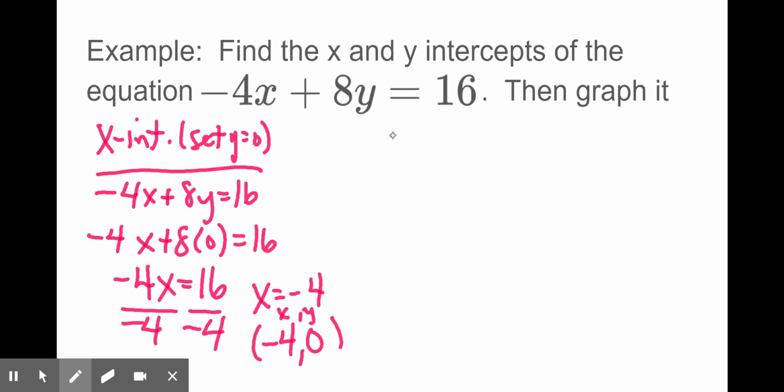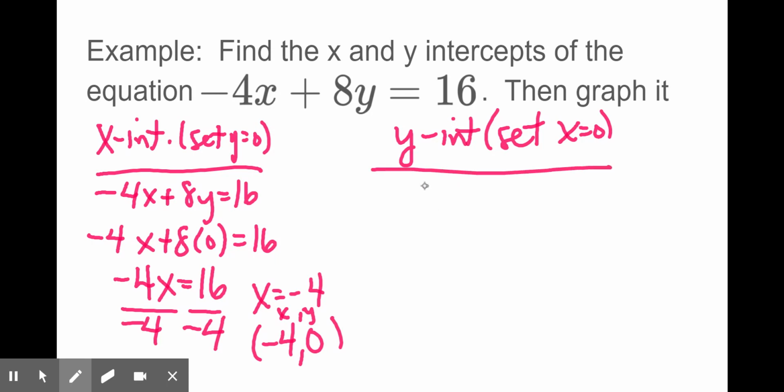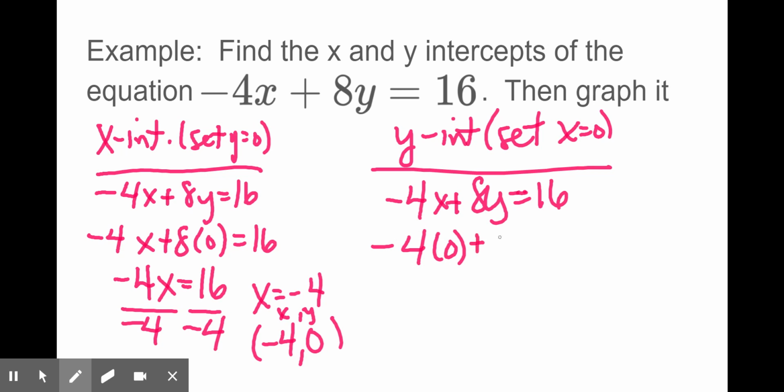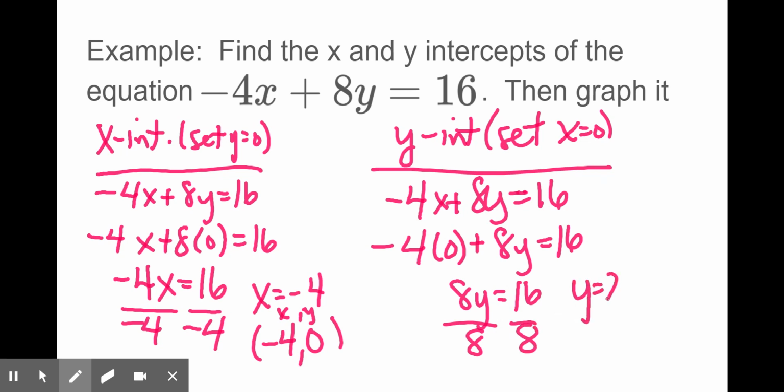So let's come over here now and look for our y-intercept. We're going to set x equal to 0. Okay, so we have negative 4x plus 8y equals 16. So x is 0. Put the 0 in for x. And we're going to try to solve for y. Negative 4 times 0 is 0. So we just have 8y equals 16. We'll divide by 8. And we get y equals 2. So we have a y-intercept at 0, 2. Okay, the x was 0, and the y is 2.